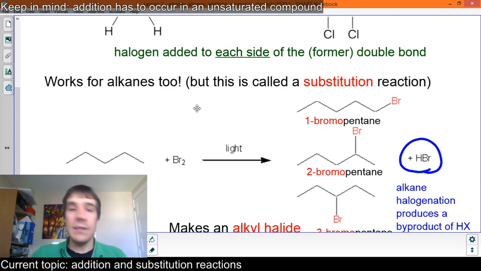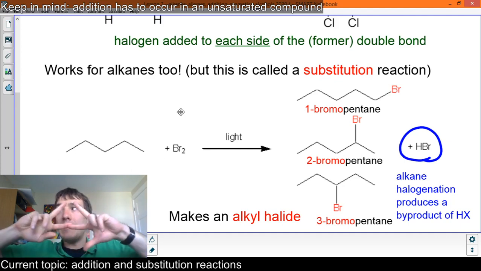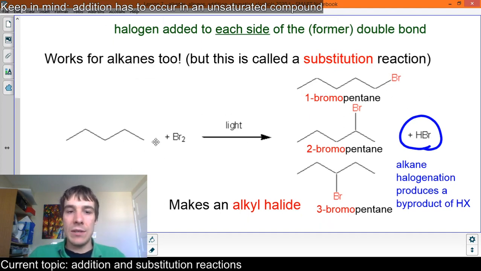It works for alkanes as well. You can add like a bromine to it. The catalyst here is ultraviolet light because ultraviolet light will excite the electrons and make them easier for the bromine to kind of come in and steal. But there's no open space here. You can't break a double bond and make new room. You have to kick out a hydrogen. So what happens is you kick out one hydrogen, and one of the bromines will come in and replace that hydrogen. This is called a substitution reaction.